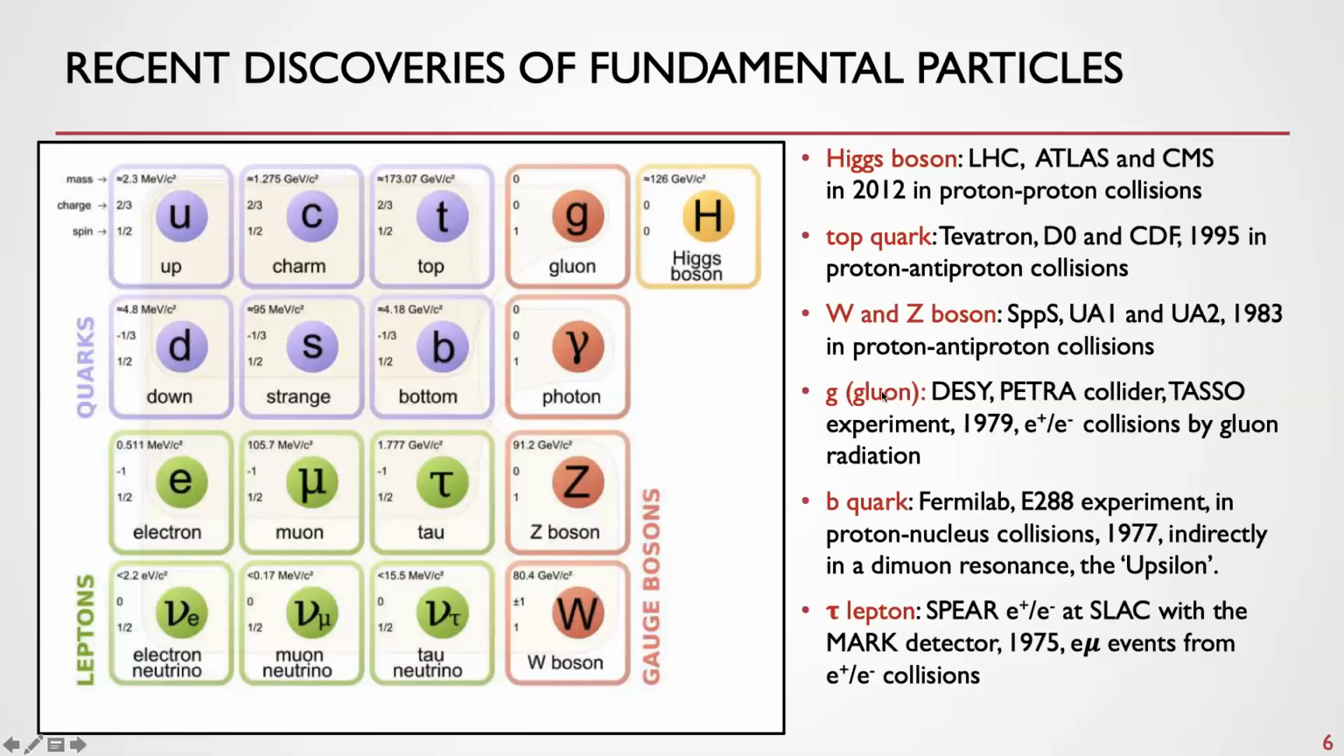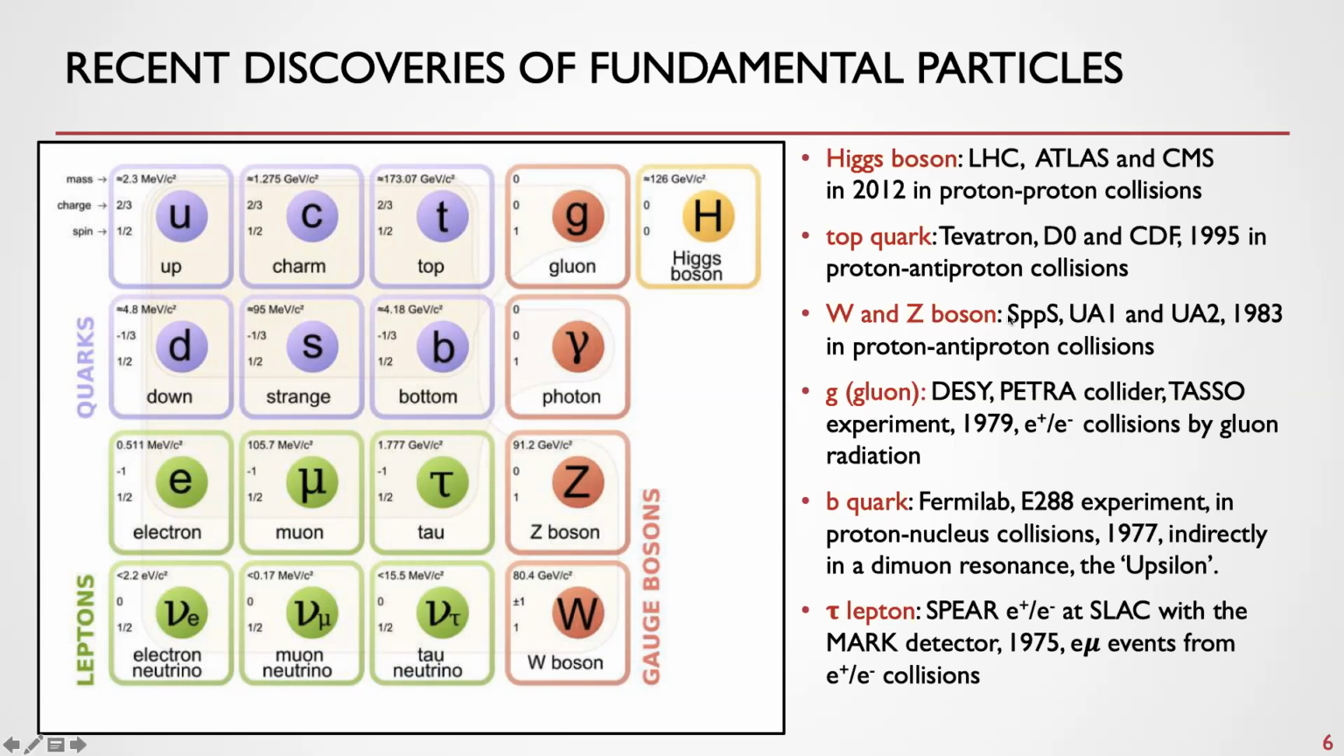The gluon was discovered at the TASSO experiment in 1979. It was difficult to discover because the gluon only interacts strongly. It was observed in e+e- collisions by gluon radiation. Actually, I'll show at the end of this lecture what it looked like.